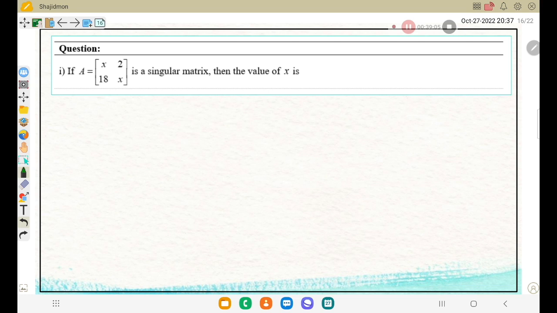Okay, now let me go to the next one. If A is a singular matrix, then what is the value of x? All of you know what is the meaning of singular matrix, correct? What is the meaning? Determinant of A equal to 0. If a matrix is singular, then determinant A equal to 0.